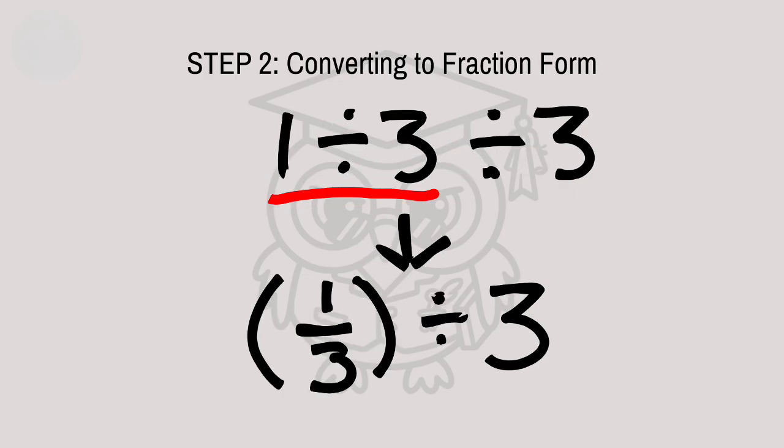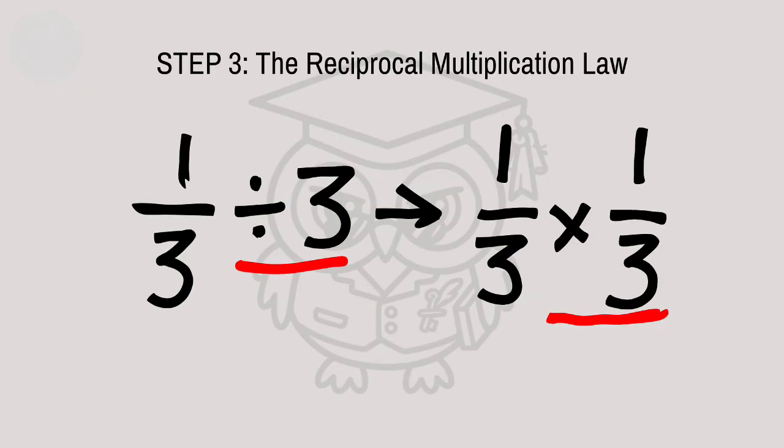And moving from left to right, the next operation is 1 ÷ 3. Write this operation as the fraction 1/3. This updates our running expression to 1/3 ÷ 3. Perform the final division step, 1/3 ÷ 3.